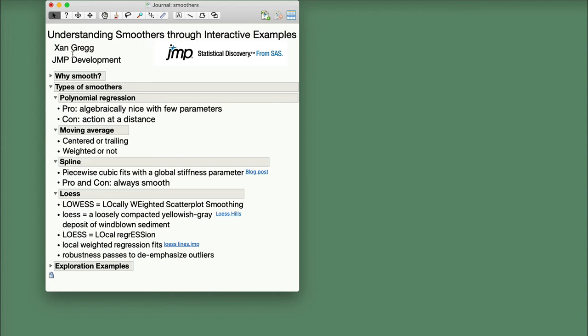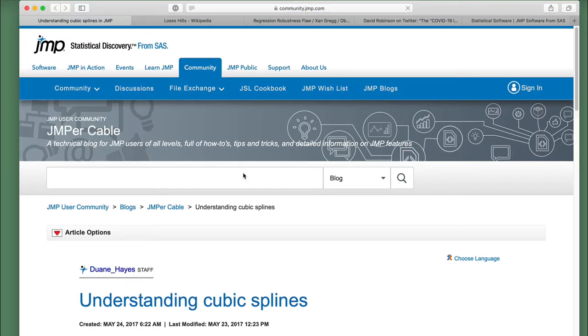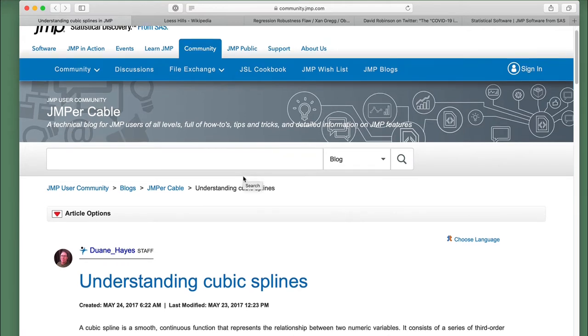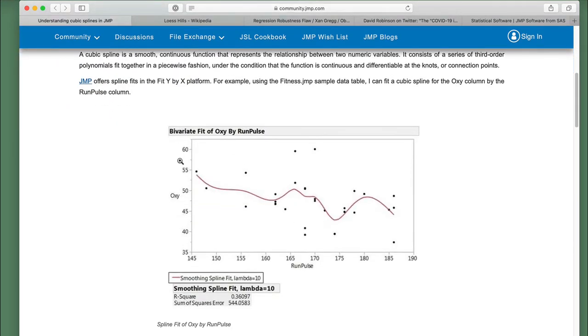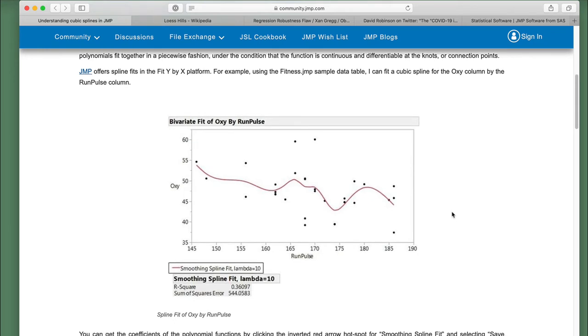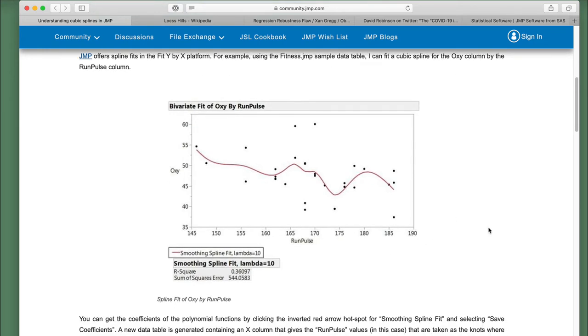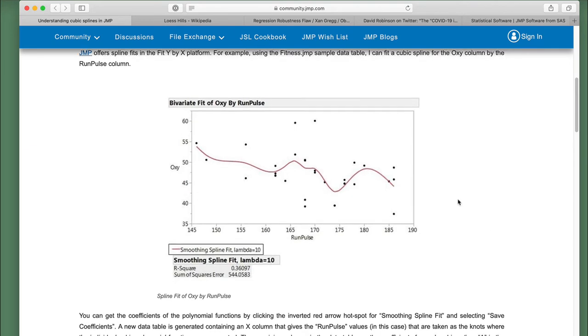The spline is the one I use the most often, and it's constructed by a lot of cubic curves that are fit all at once into a big model. I think it's best to explain it by showing this blog post that a colleague of mine, Dwayne Hayes, wrote a while back. So here is some data with a cubic spline fit. And there's a smoothing parameter called lambda, which controls how stiff it is, how lumpy you're willing to tolerate.